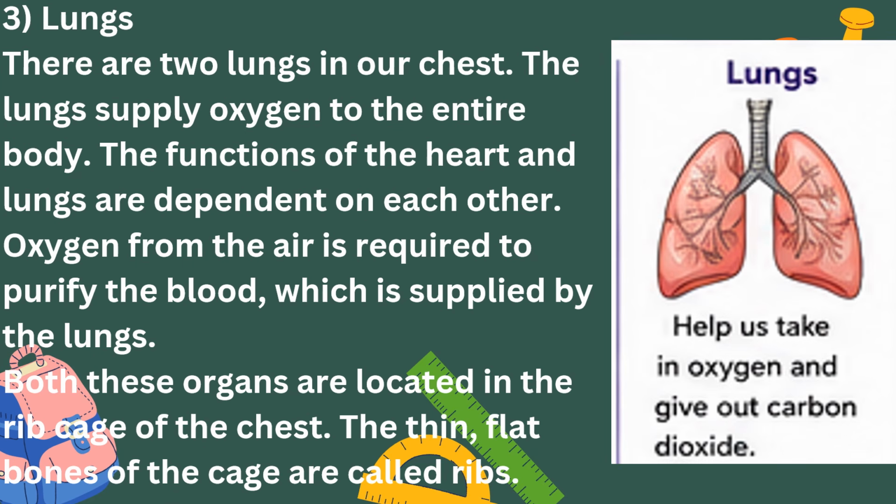Now, when we breathe in air, all the air that we breathe in is not pure enough. So lungs are the organs which help to purify the blood, which is supplied by the lungs. Both these organs are located in the rib cage. If you touch right below your chest a little bit towards the left and right side, you will observe those bones. Those bones are actually the rib cage, which is protecting the lungs. The thin flat bones of the cage are called ribs.